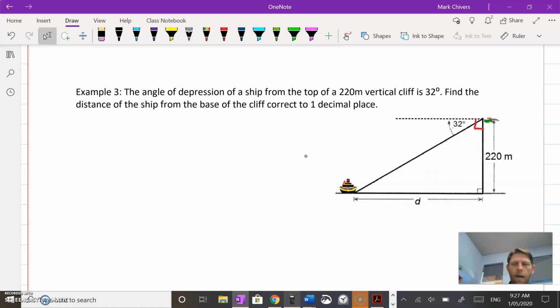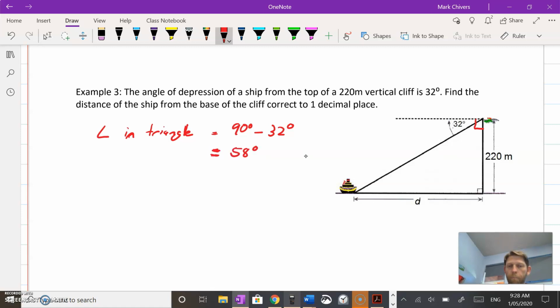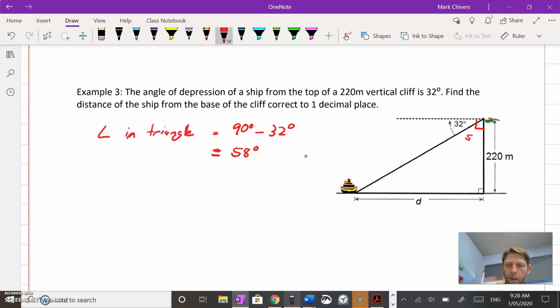So that means the angle in the triangle equals 90 degrees minus 32 degrees, because that angle of depression is not actually in the triangle that we're trying to find the distance for. So that's going to be 90 minus 32, that's 58 degrees. Okay, so now that we know this angle here is 58 degrees, relative to that angle we've got an opposite side and an adjacent side.